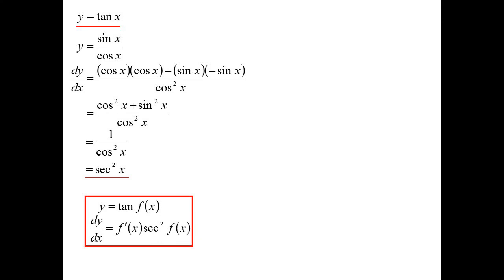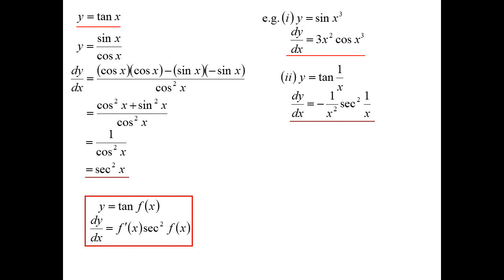All right, so let's do some examples. We have y equals sine x cubed. We said differentiate the angle, 3x squared, sine goes to cos, the angle doesn't change. So 3x squared cos x cubed. Tan of 1 on x, differentiate the angle, differentiate 1 on x, we get minus 1 on x squared. Tan goes to sec squared, the angle doesn't change, so 1 on x.